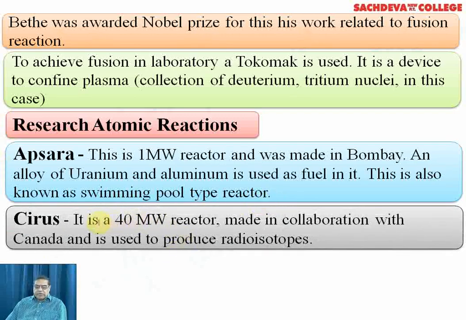Now, the Cirus reactor is another one, constructed with the collaboration of Canada, and it is of the value of 40 megawatt. That is 40 multiplied by 10^6 watts of power generated. And this is also used for the production of radioisotopes, which are used in medicine, agriculture, and industry.